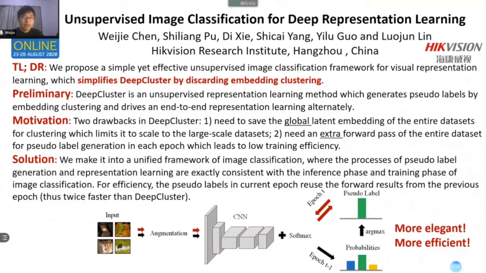In this work, we make it into a unified framework of image classification, where the processes of pseudo-label generation and representation learning are exactly consistent with the inference phase and training phase of image classification. For efficiency, the pseudo-label in the current epoch can reuse the forward results from the previous epoch, which makes it twice as fast as DeepCluster.